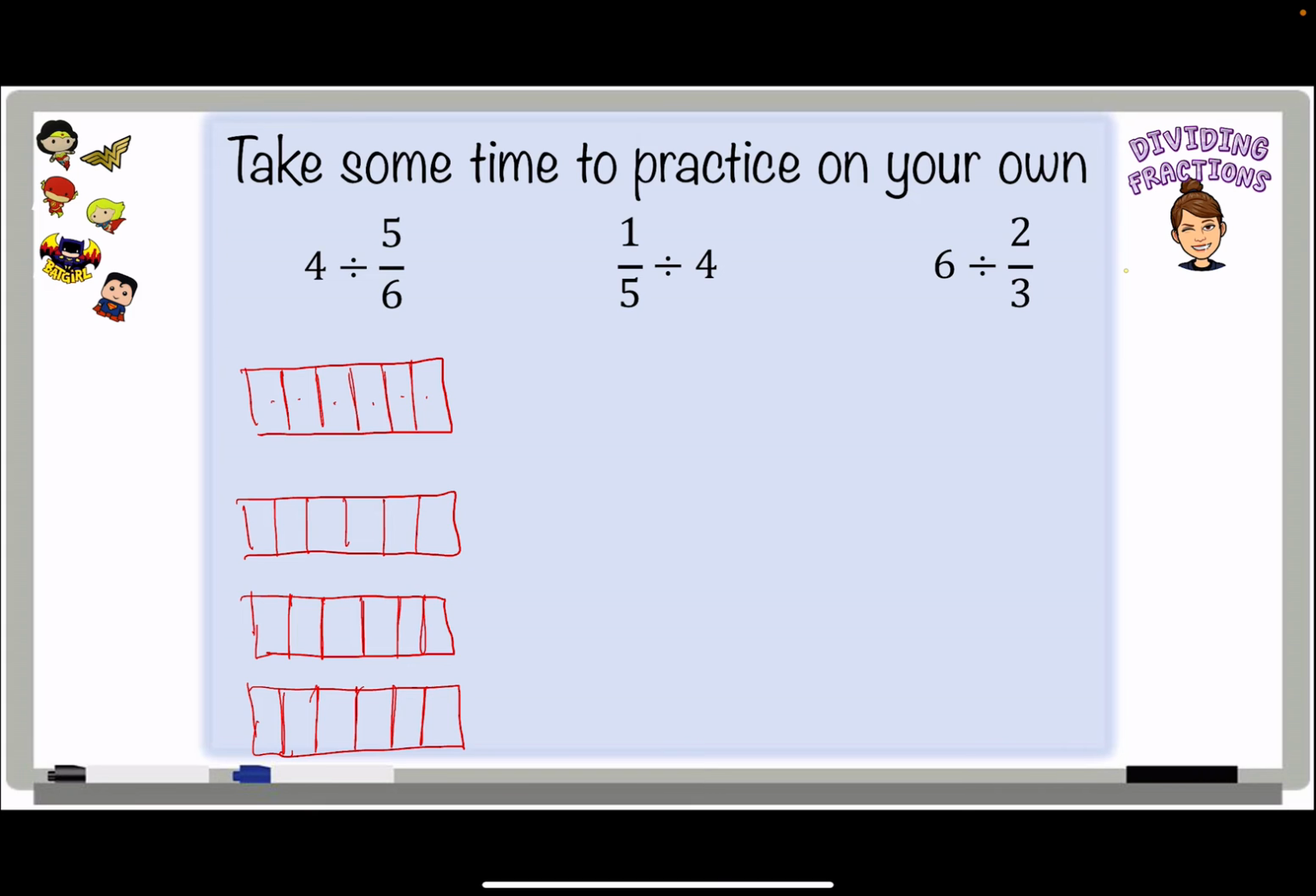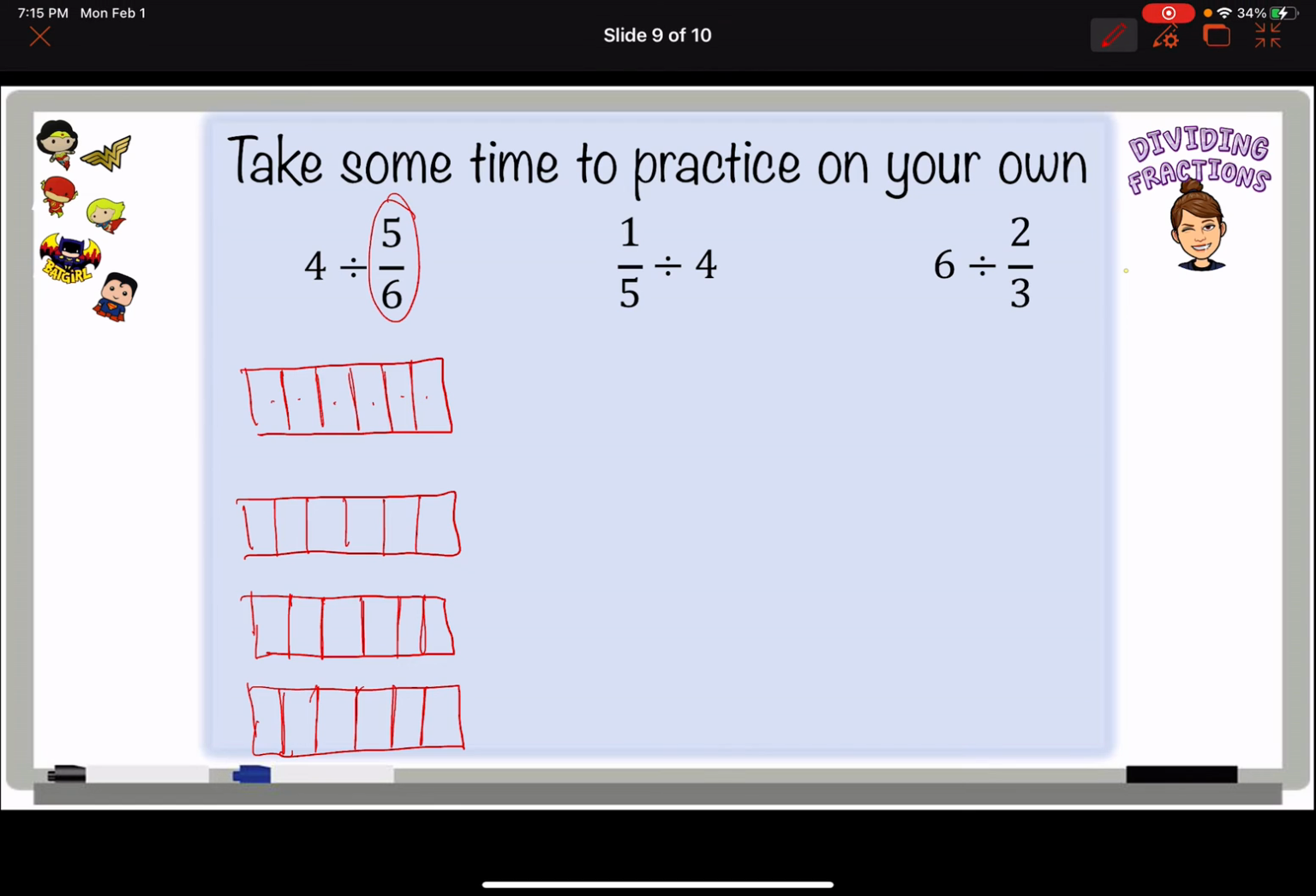Now, I want groups of 5/6. So I don't want all of them. I only want 5 of them. So here's 1, 2, 3, 4, 5. So that gives me one group.